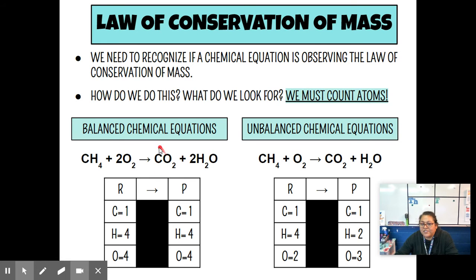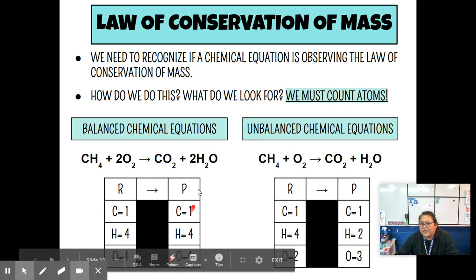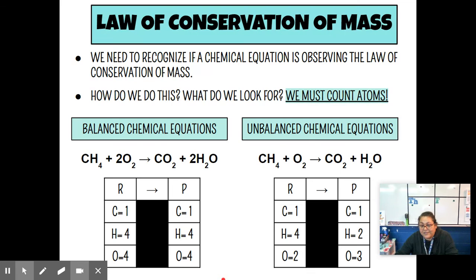I have 2 oxygen right here, but I also have 2 oxygen over here, because remember, you take the coefficient, the big 2, and multiply it times this 1 oxygen. So 2 plus 2, and then 2 times 2 is 4. So I end up with all the same things. It all is balanced.